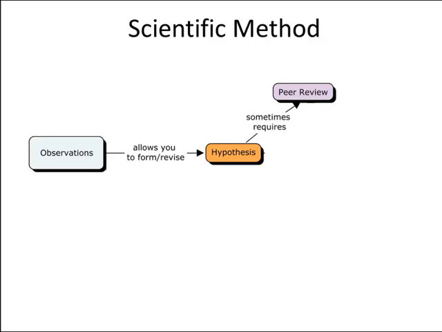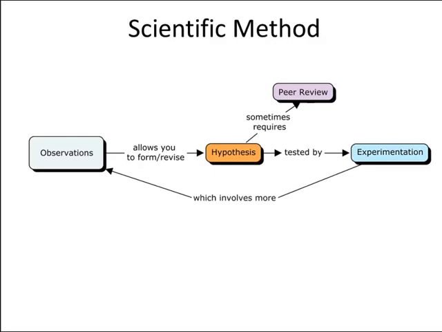We can also do further experimentation to test our hypothesis, which involves more observations. So you can see kind of a circular approach here where we do observations, form a hypothesis, do additional experimentation, which involves more observations, and so on. Now with that additional experimentation, we can also have outside peer review done. Alright, but let's first focus on the first part there, observations.